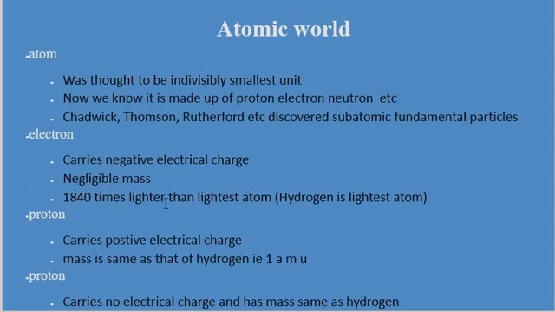1840 times lighter. That means what? 1 by 1840. That is about 1 by 2000 times of the lightest atom, which is hydrogen. Lightest atom is hydrogen. So this is the electron: negligible mass, 1 by 2000 times the lightest atom, carries electrical charge. This is one of the constituents of the atom.